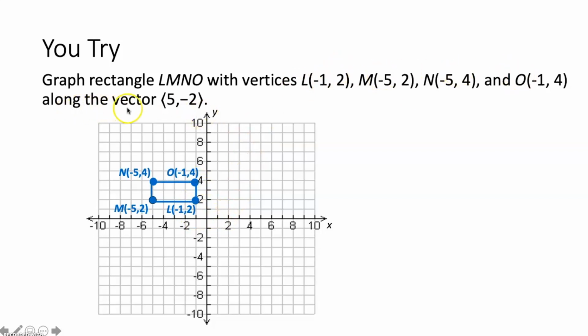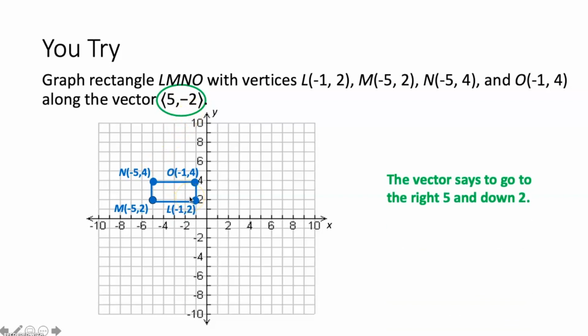Now, again, I'm translating along a vector. In this vector, we know it's a vector because it has these little brackets right here. This vector this time is 5, -2. Now, what is that telling you? Well, it's telling you two things. Again, the first number tells us which way to move, left or right. So it's moving to the right because it's positive, 5 units. And this tells you whether to move up or down. Because it's negative, we're going to move down 2 units. So again, we're going to take each point in rectangle L, M, N, O and move them 5 units to the right and 2 units down.